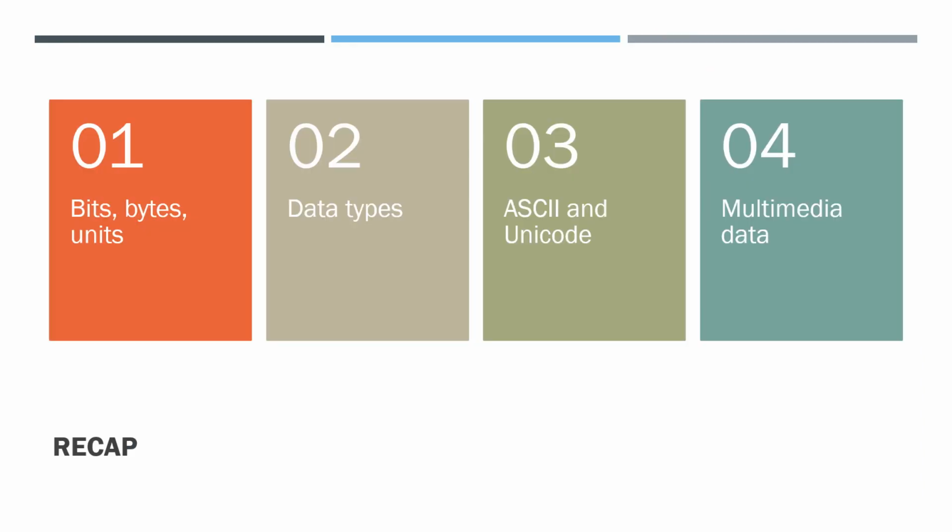So to recap, in this lesson we've looked at what bits and bytes are and the different units that are used to represent groups of bytes. We've looked at how a single byte can be interpreted in different ways according to its data type, and how ASCII and then Unicode are used to represent text data. Finally, we had a very brief look at how multimedia data can be stored in binary form.